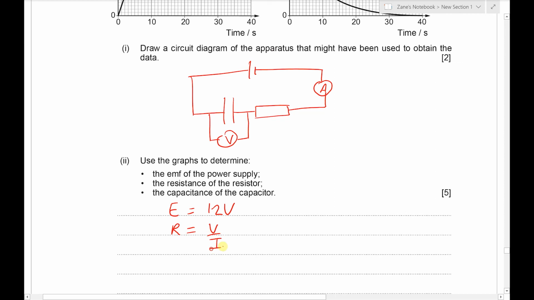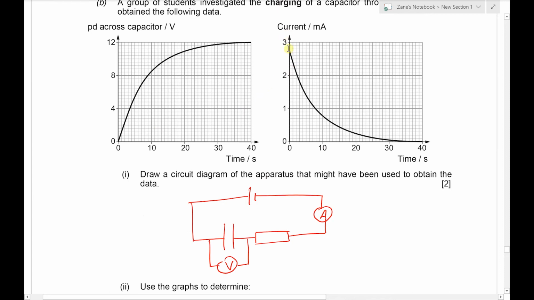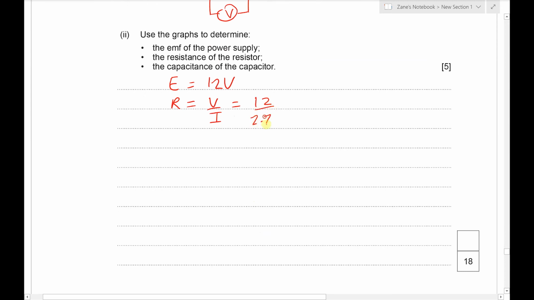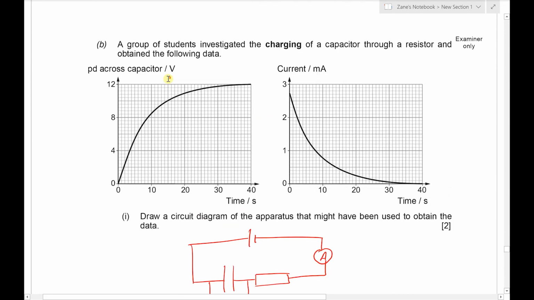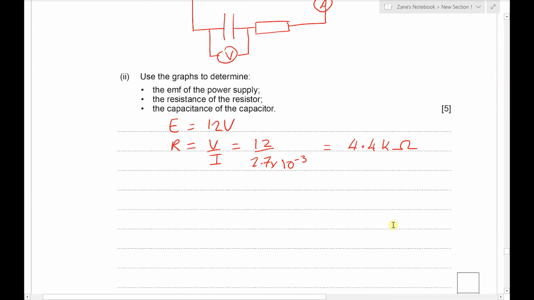To find the resistance of the resistor, we can use V over I. And if we take t equals 0, at t equals 0, the current flowing in the circuit is about 2.7 milliamps. At t equals 0, the PD across the capacitor is 0 volts, so therefore the PD across the resistor is 12 volts. Remember, these two PDs must add up to 12 volts. So we got 12 volts over 2.7 milliamps, and that will give us 4,444.4 recurring, so let's just call it about 4.4 kilo ohms. I'm going to use that answer in my next calculation, so I'm going to store it in a memory there.